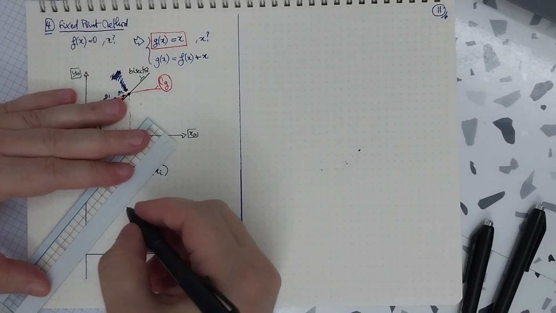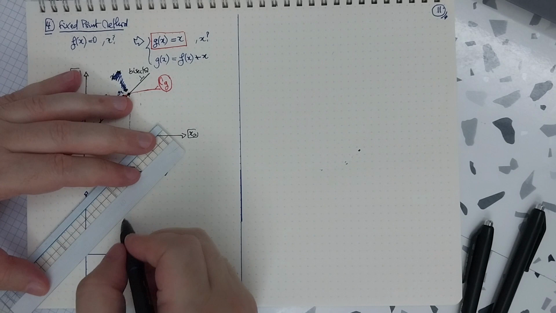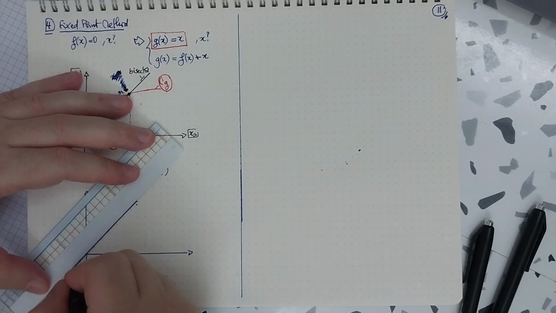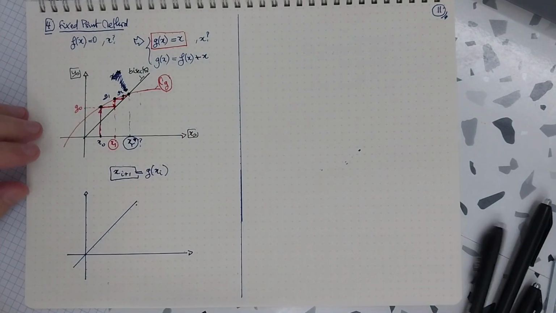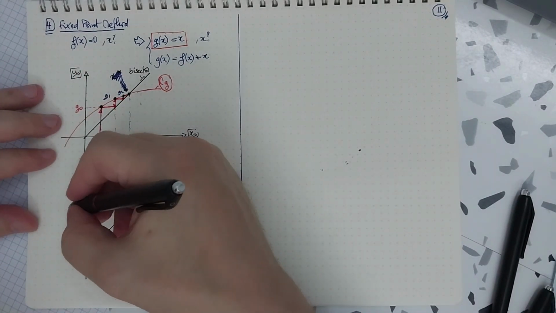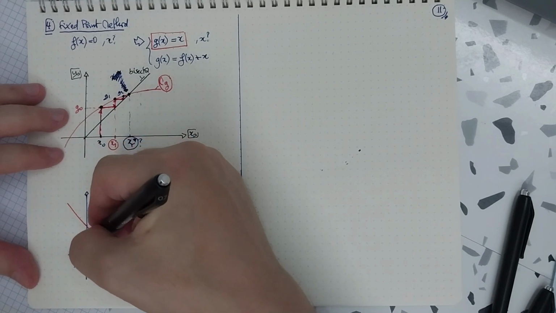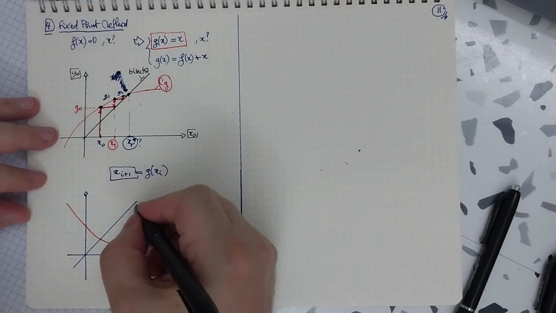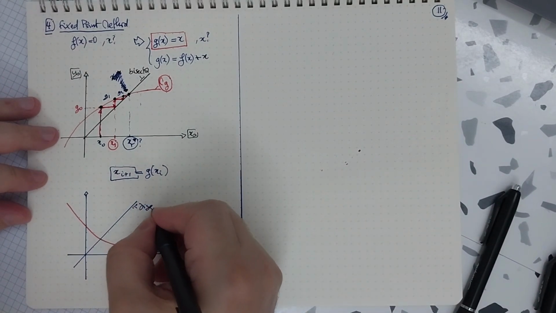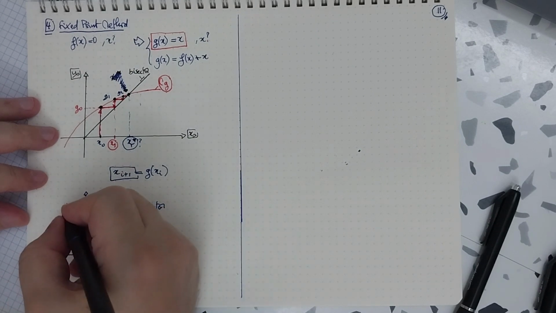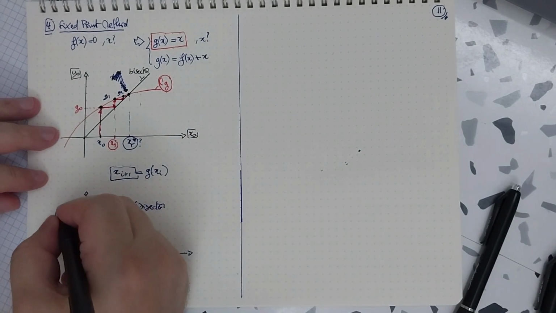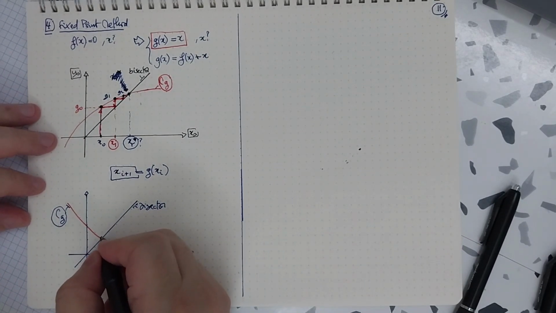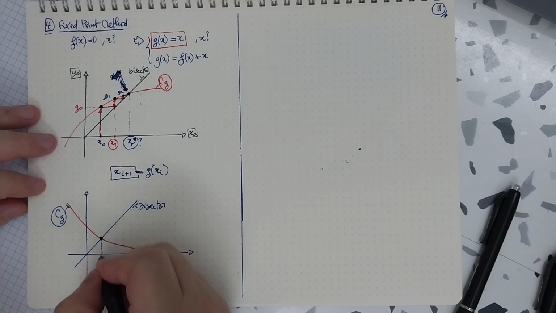Okay, it should be like this. Bisector, and again the curve of G, not of F, like this. This is the bisector, and this is the curve of G. We have a start point here. This is the intersection. This should be our root.